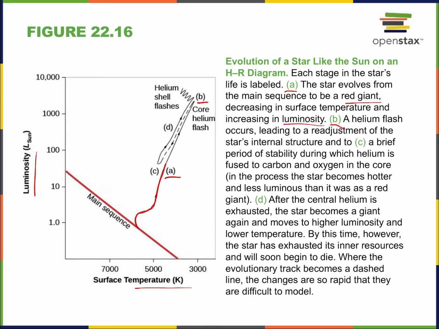And so then we get down to part C, a brief period of stability during which the helium is fused to carbon and oxygen, right? That's a whole new process in the core. All right. In the process, the star becomes hotter and less luminous than it was as a red giant. So it actually will shrink back down. Okay, shrinks back down to stage C. Okay, and at stage C, it doesn't last nearly as long as the main sequence, but now it is a helium star, and that's a term that sometimes people use, helium stars.